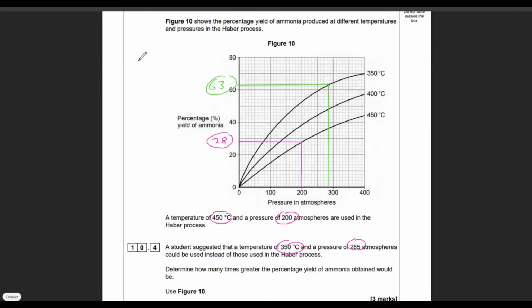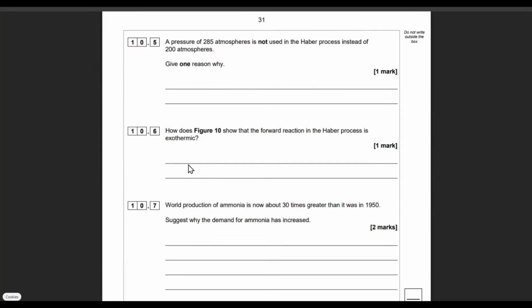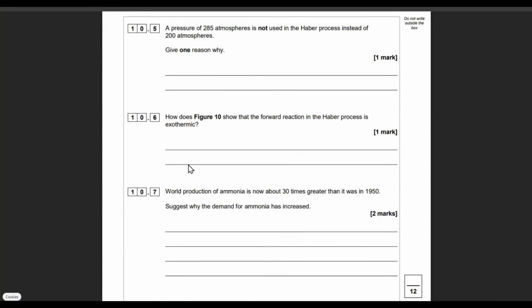So what is that an increase? Well, how many times greater is it? Well, I would do 63 divided by 28 to see how many 28s you'd fit in there, and it's 2.25 times greater. So it does make you ask the question, why is the Haber process done at 450 and 200 if you can get a much better yield? More than double better yield. Well, we're going to come to the reason why they don't actually use it. Pressure of 285 is not used.